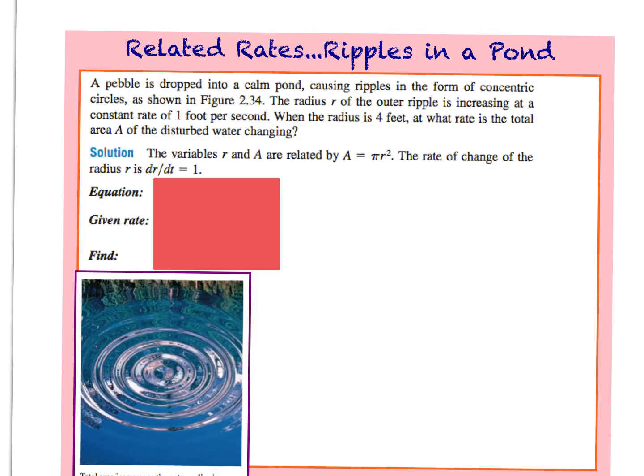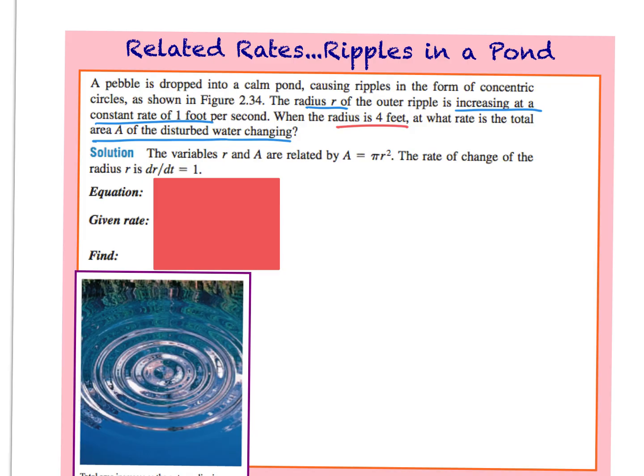All right. A pebble is dropped into a calm pond, causing ripples to form in concentric circles as shown in figure 2.34. The radius r of the outer ripple is increasing at a constant rate of 1 foot per second. When the radius is 4 feet, at what rate is the total area A of the disturbed water changing? All right, beautiful.